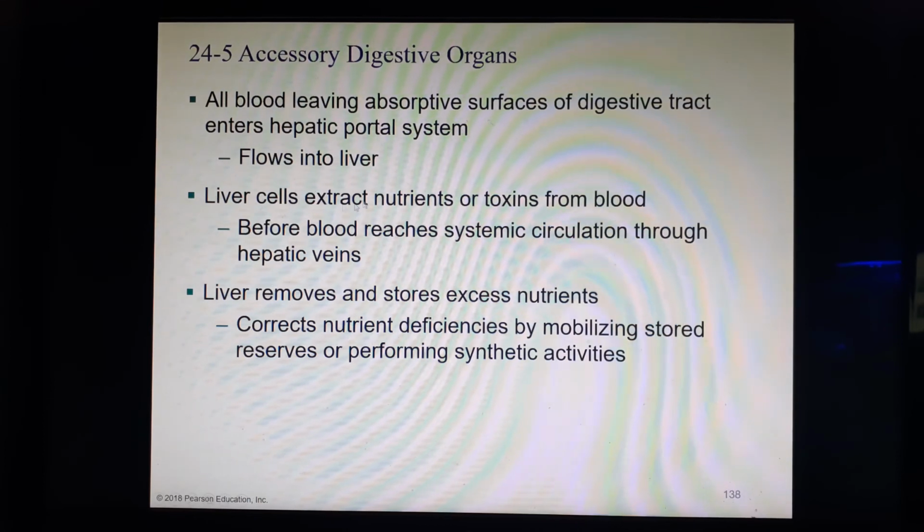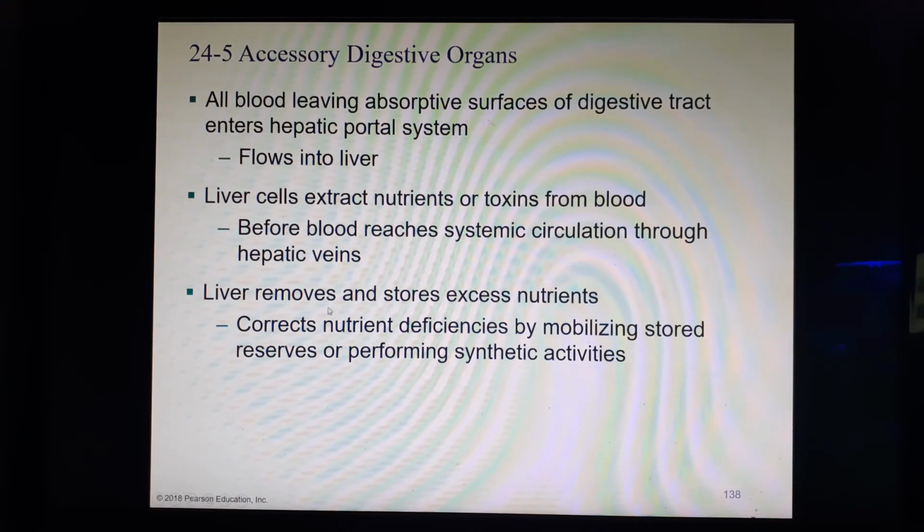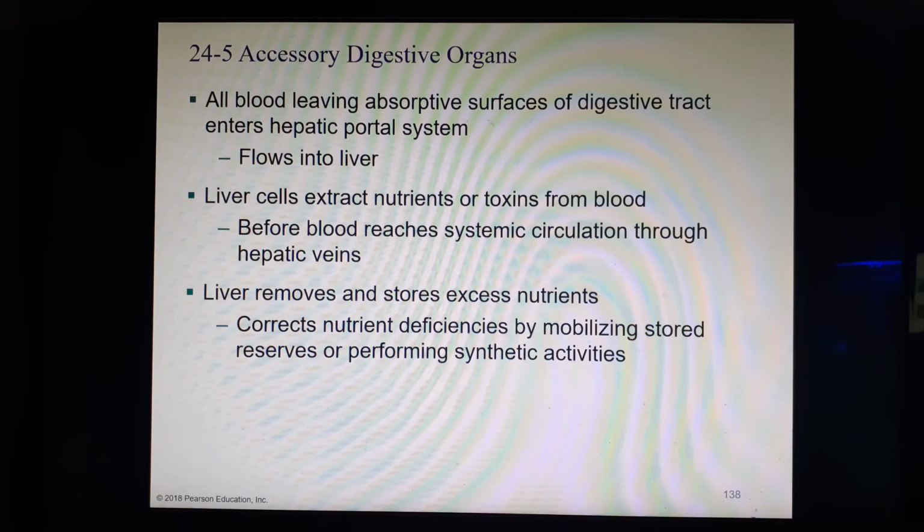Then the liver cells will take all the nutrients and toxins, that's important, from the blood, and then it will remove and store excess nutrients. So it will correct nutrient deficiencies by sending out the ones it sees that it needs to, taking extras and storing them, or making things that it senses the body needs. So the liver is going to have a lot of different types of receptors for different chemicals, ions, and nutrients.